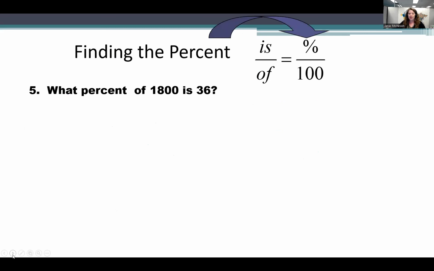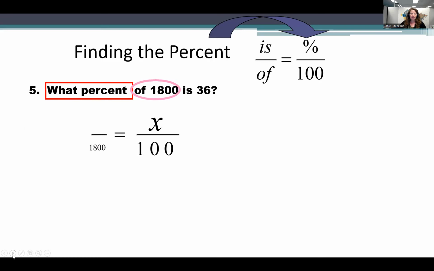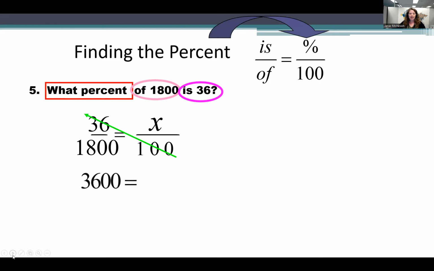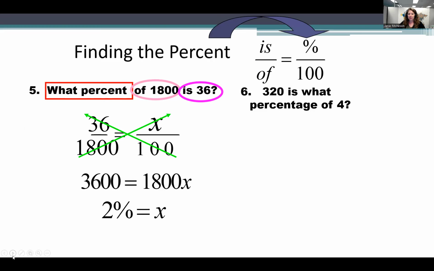All right, you guys try this one. This time our percent is missing. So our percent, yep, that's our variable. Of 1800 goes on the bottom. 36 is our "is." We're going to cross multiply 1800 times x. We divide both sides by 1800, and the answer is 2%.